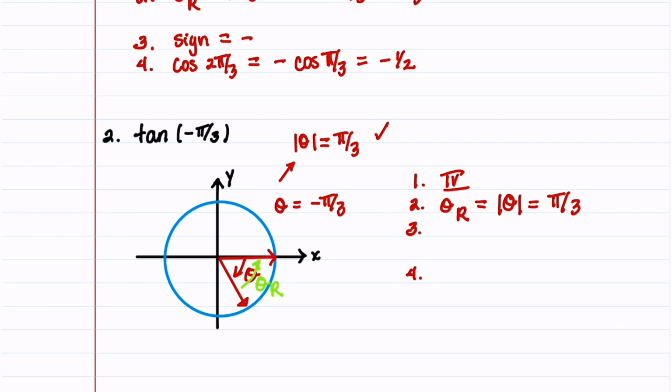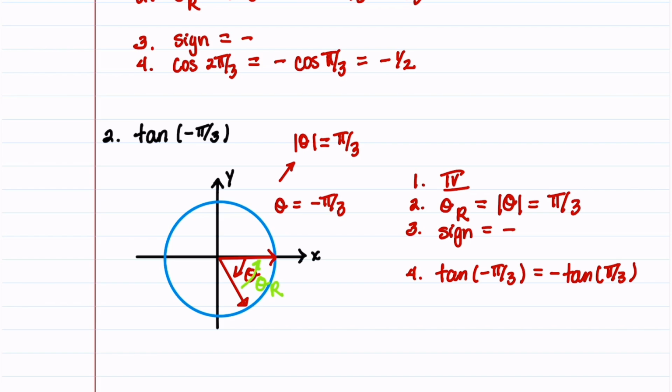Our third step is to find the sign of our tangent function in quadrant 4. And the sign is negative, because tangent is negative in quadrant 4. And then lastly, we find our value. So tangent of minus pi over 3 is minus tangent of pi over 3.